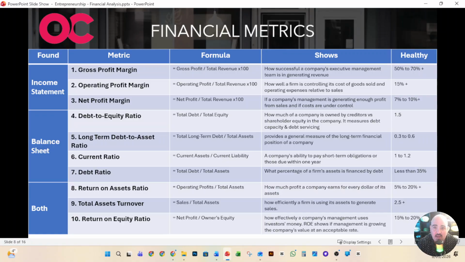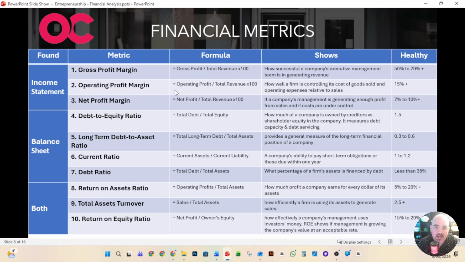Gross profit is going to show us how well we're doing with our sales, how well we're doing with actually generating revenue. So that's our sales before we deduct anything, or all of our revenues coming in. So how well are we actually doing just from a sales perspective? And if we look there, 50 to 70% plus is doing well.